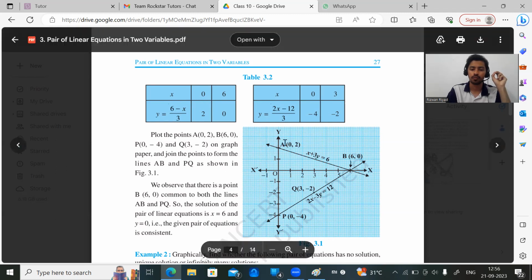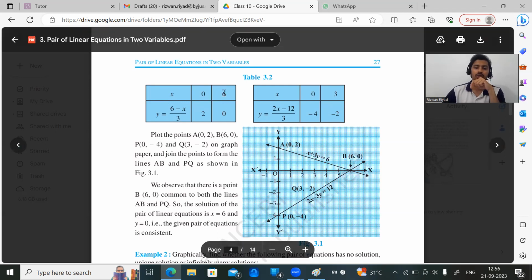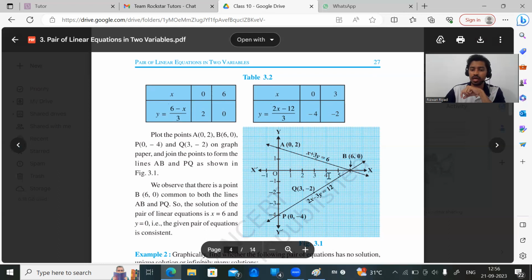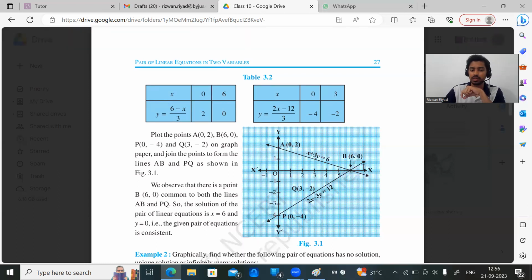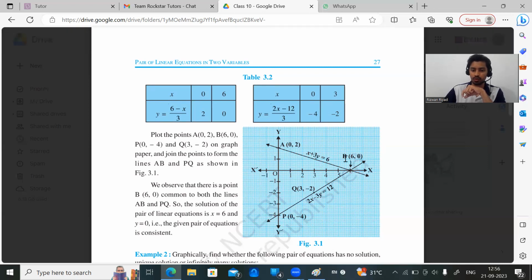Similarly, take the second point. Which is the second point? You can see here, if you put x equal to 6, y equal to 0. Take (6, 0). This is the point (6, 0), because here the y coordinate is 0. Y coordinate 0 means the point is on the x-axis. And the x coordinate is 6, which means 6 on the x-axis. So this is our second point, (6, 0). Mark this point also.